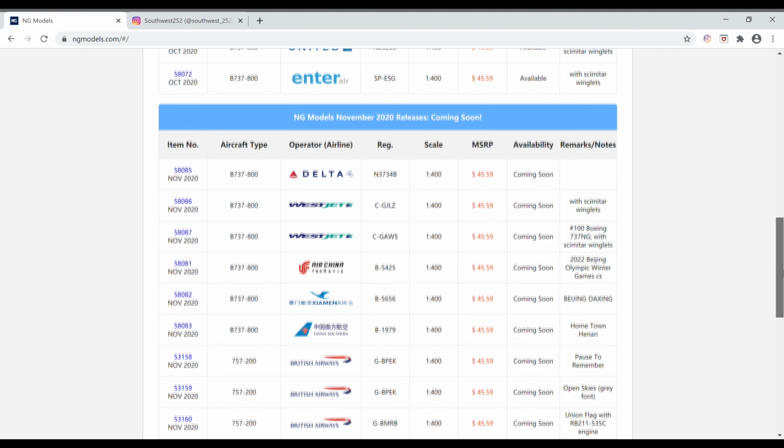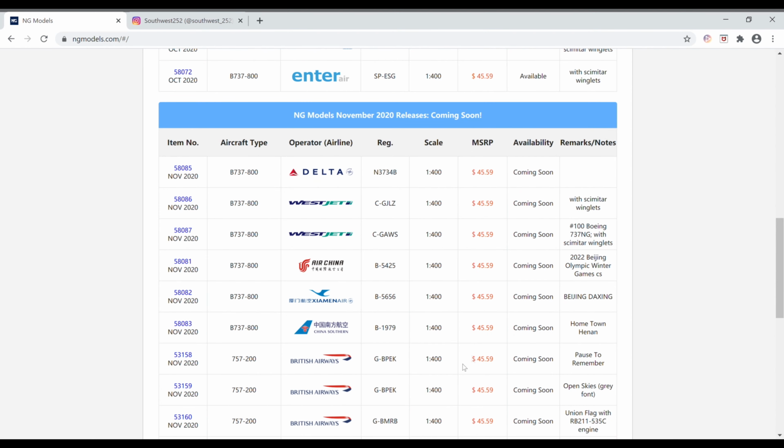Next up, we have another British Airways 757-200. The registration of this one is Golf-Bravo-Mike-Romeo-Bravo. It is $45.59, and this is the Union flag with that engine, and the item number is 53160.